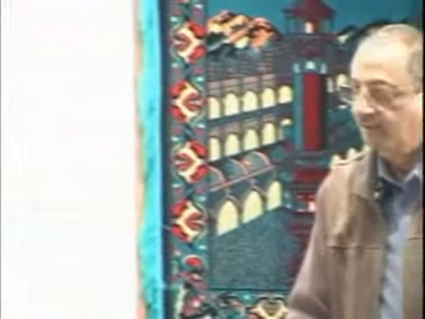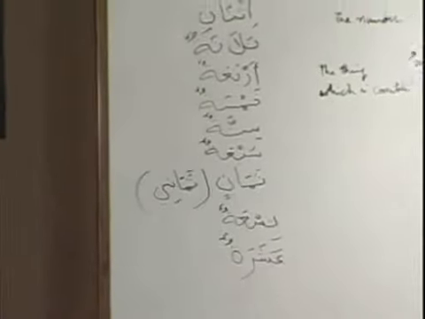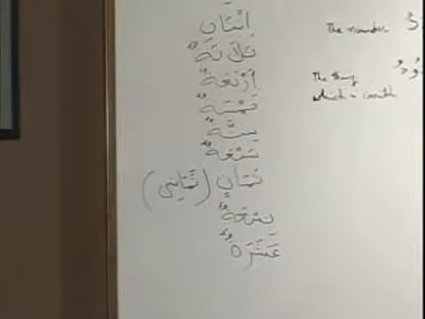Ready? Wahid, Ithnani, Thalatha, Arba'a, Khamsa, Sitta, Sab'a, Thamani, Tis'a, Ashara. Probably in Somali you have the same numbers. They are different. Okay. Wahid, Ithnani, Thalatha, Arba'a, Khamsa, Sitta, Sab'a, Thamani, Tis'a, Ashara.